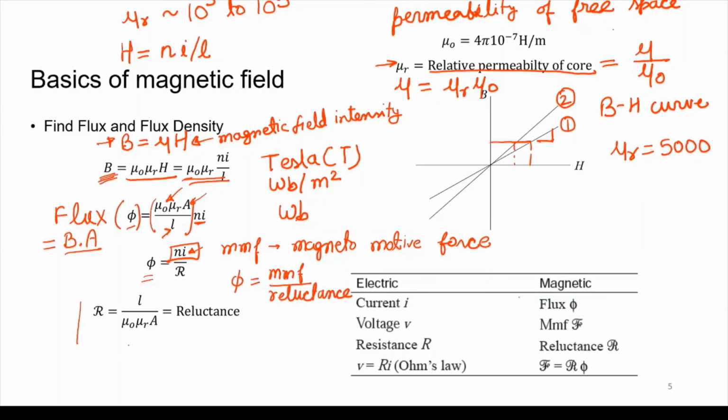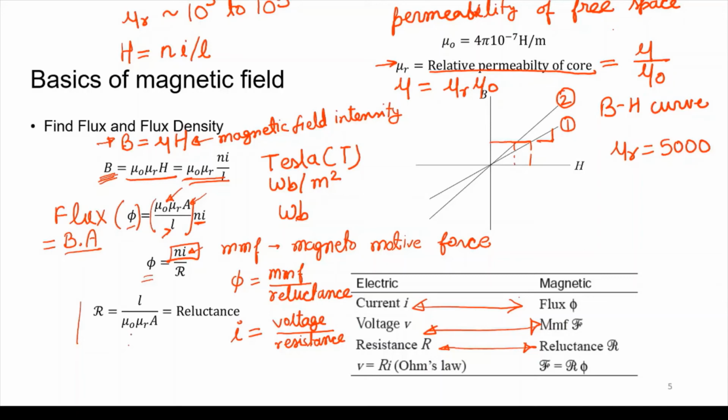This is analogous to current is equal to voltage divided by resistance in an electrical circuit. So from these two we can say that MMF is analogous to voltage, flux is analogous to current, and reluctance is analogous to resistance. Now MMF depends on the current input by the user. Reluctance depends on the magnetic core and its material.